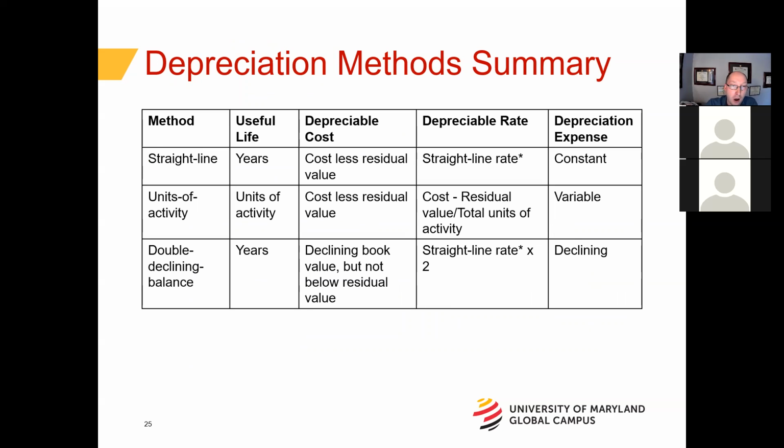Okay, the depreciable cost is the cost less the residual value for straight line and units of activity, and for double declining balance, it's the declining book value. The depreciation rate for straight line is cost less residual value divided by years of useful life; for units of activity, it's divided by units of activity; and for double declining balance, it's the straight line rate that you calculated from the straight line method times 2. And the depreciation expense is constant, variable, and declining for each respective method. This chart kind of just summarizes the 3 different methods and compares the 3 together.